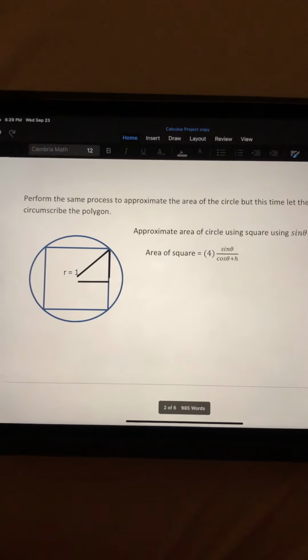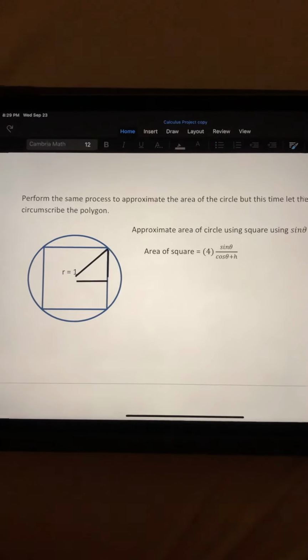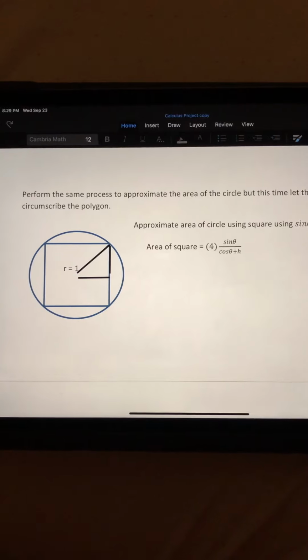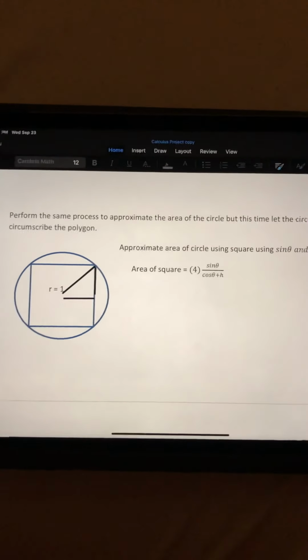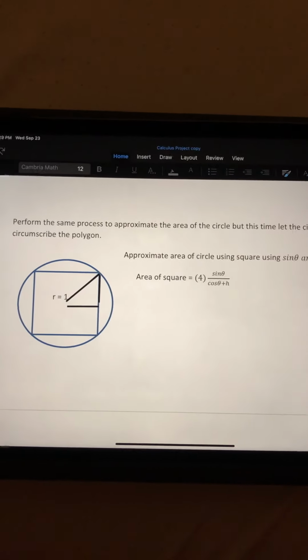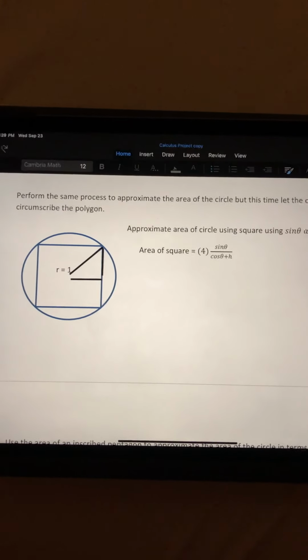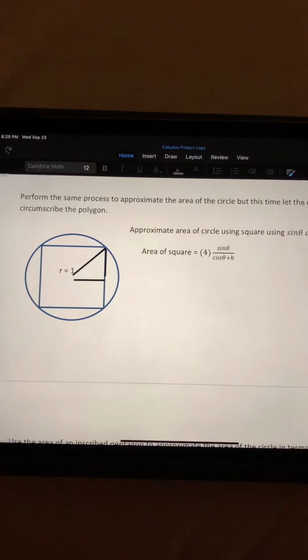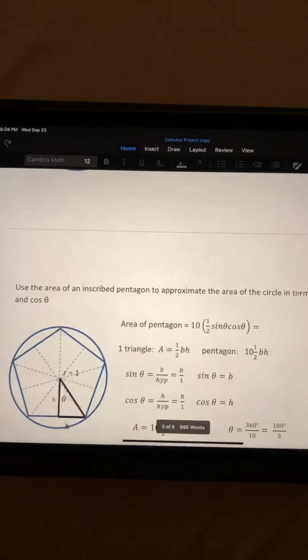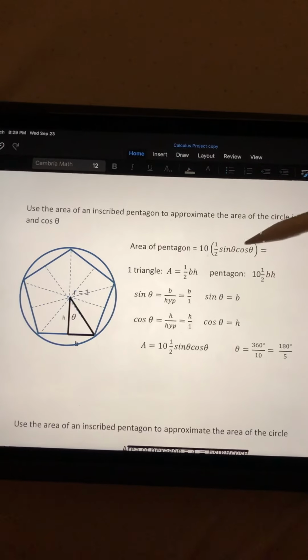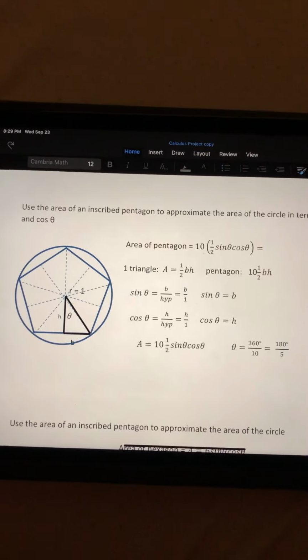Now using a polygon that's inside of a circle, we have the area of the square is 4 times... actually, I need to rewrite that. That one's wrong. So we have the pentagon is 10 times half of the sine times the cosine.